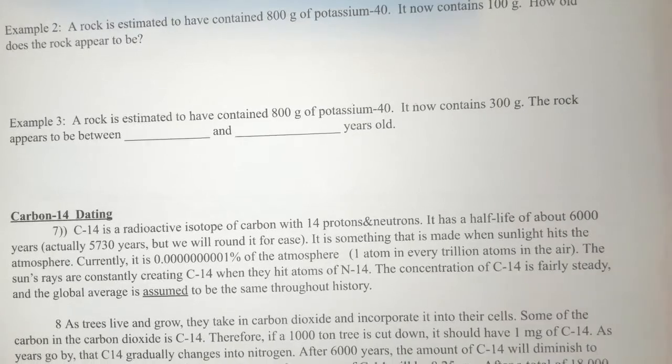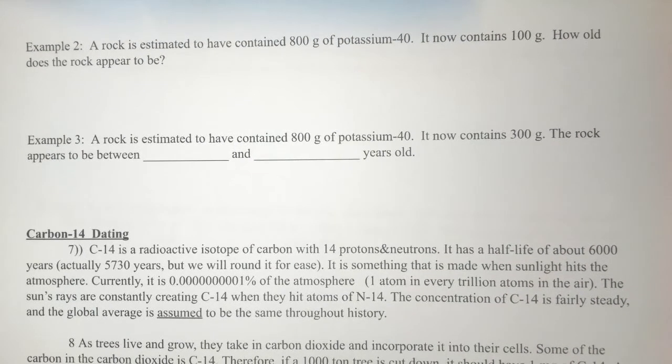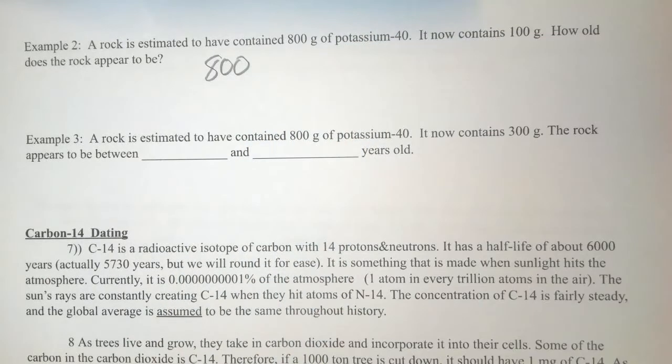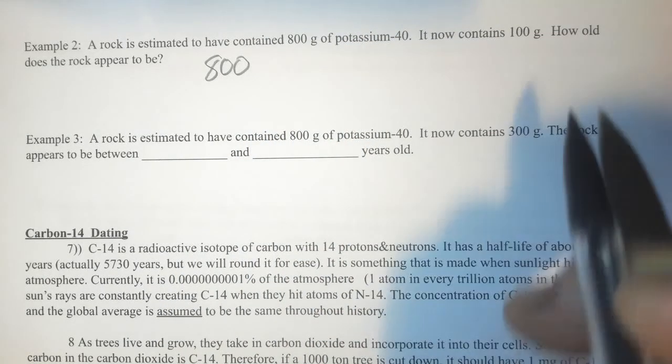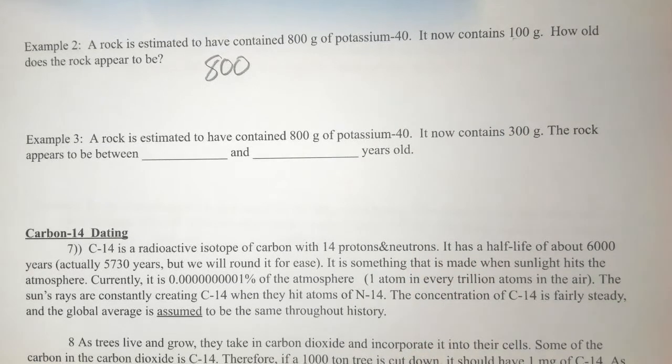Here's example number 2. A rock is estimated to have contained 800 grams of potassium-40. It now contains only 100 grams. How old does the rock appear to be? So we write down what we estimate it originally had, 800. And then we cut this in half repeatedly until we get down to the current amount of potassium.